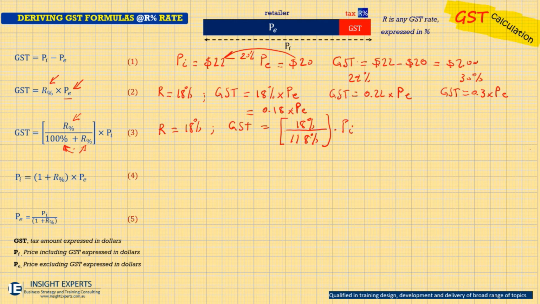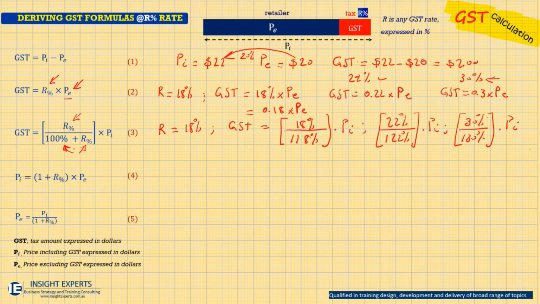So let's say, for example, my tax is 22%, then my GST amount is equal to 22% over 122% multiplied by the price including tax. If my tax rate is 30%, it's really 30% over 130% for the GST amount. And so on.